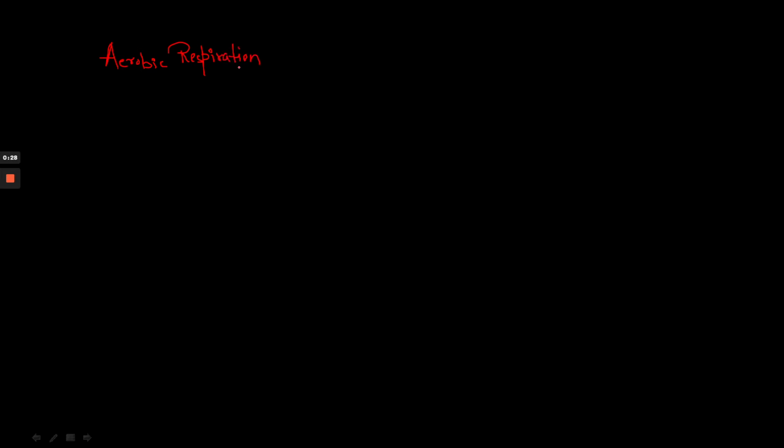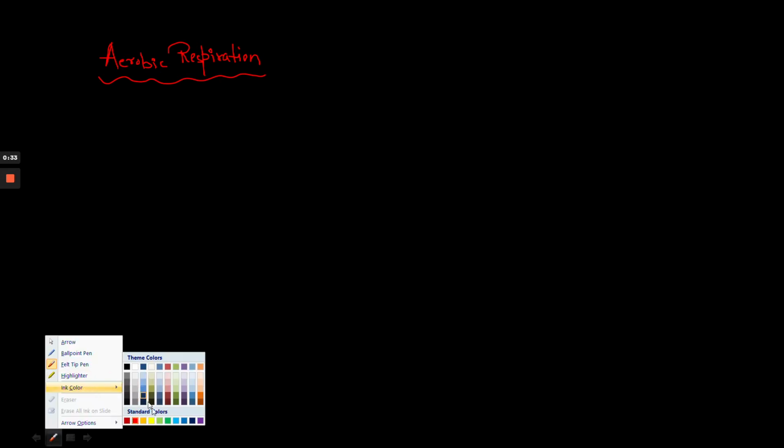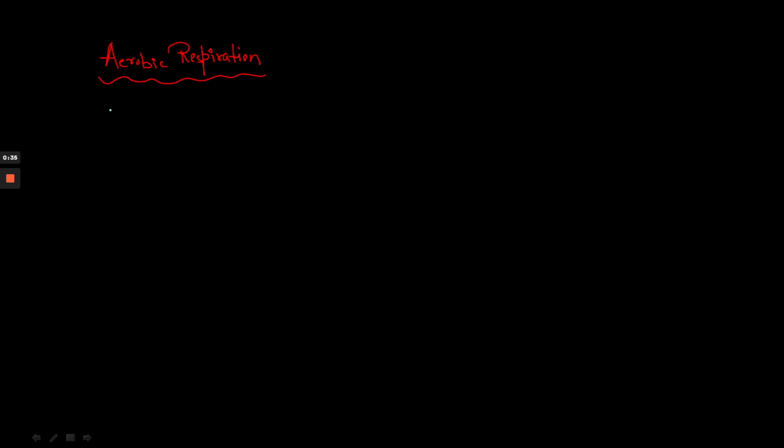So very quickly, as we have already discussed, aerobic respiration is the type of respiration which occurs in the presence of oxygen. So here the oxygen is going to be present, right? And it is the one where complete oxidation is going to happen of the respiratory substrate. So the respiratory substrate is going to get completely oxidized here.